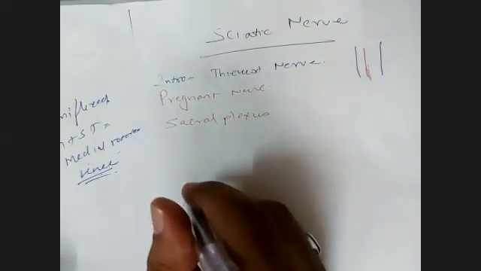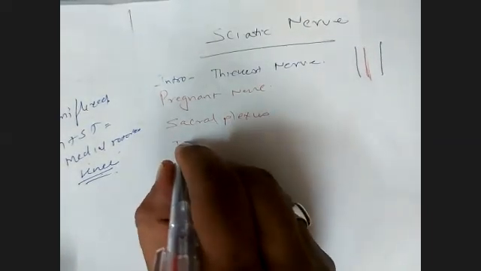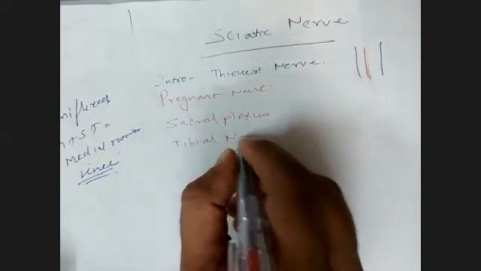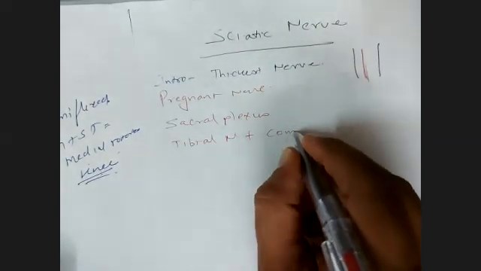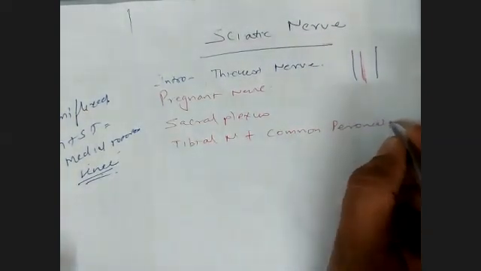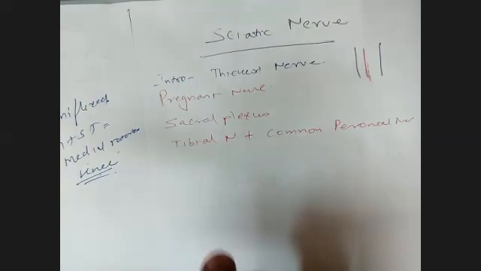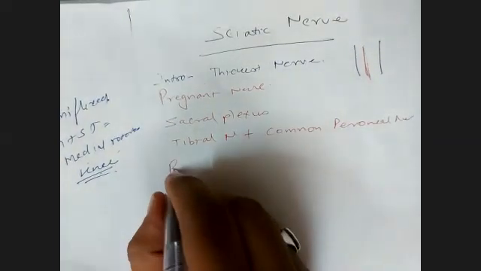And it is actually a combination of two nerves, the tibial nerve and common peroneal nerve. These two nerves are wrapped in a common sheet and they together form the sciatic nerve. Now the sciatic nerve, let's talk about its root value.